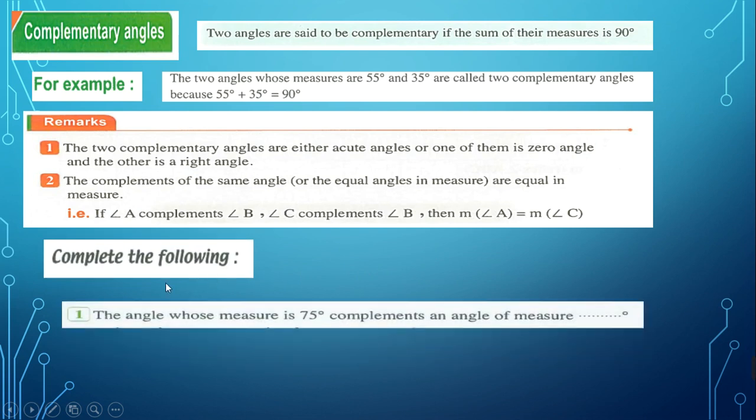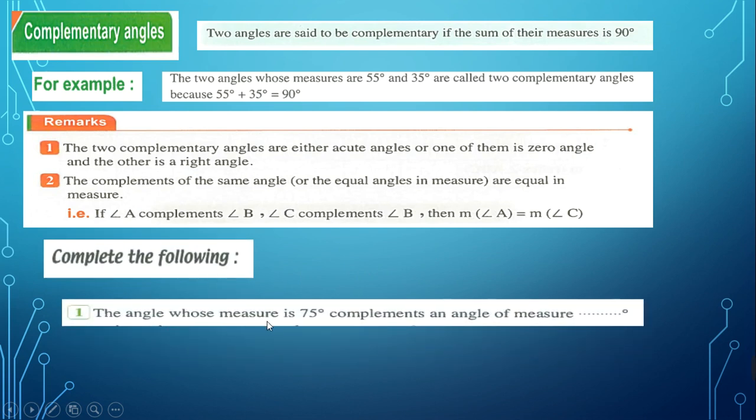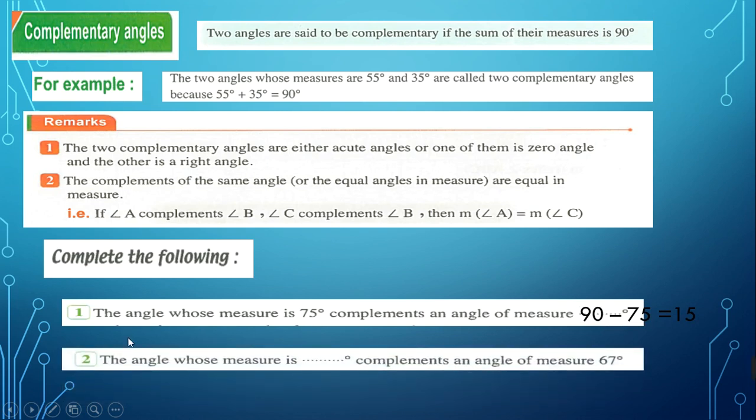Complete the following. The angle whose measure is 75 complements an angle of measure... أعمل لها minus from 90، يبقى 90 minus 75 is 15. Example 2. The angle whose measure is blank complements an angle of measure 67. طبعا أعمل لها برضو minus من 90، يبقى 90 minus 67 equal 23.